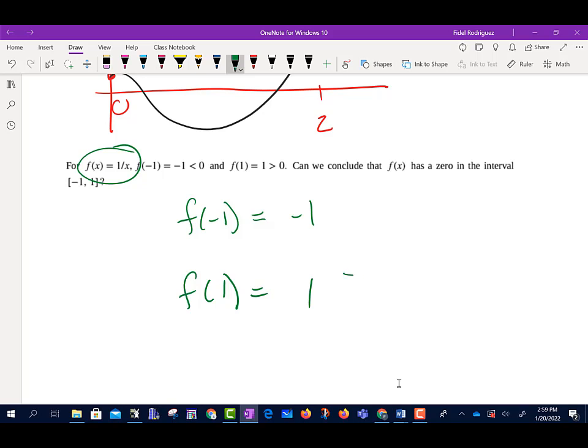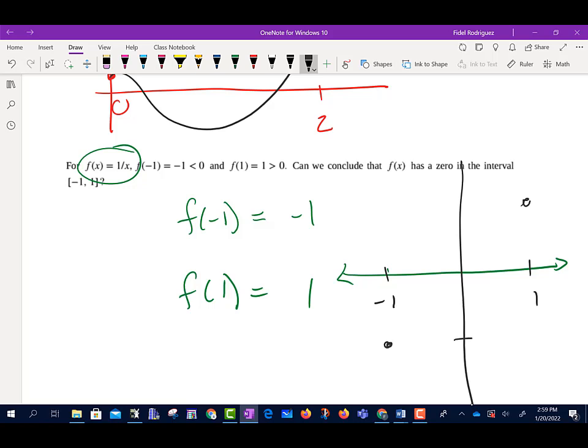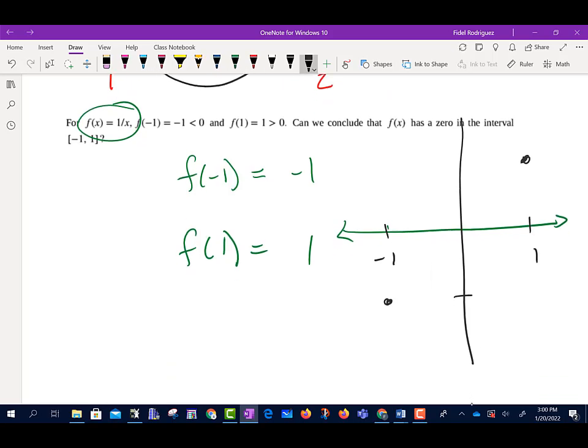So again, I want you to kind of think about what's going on here. Say here's x is negative 1, here's x is positive 1. And if I look at my graph, right, I know that at negative 1, we're down here, and I know at positive 1, we're up here. Can we say that we're now going to have a 0 in here? And the answer would actually be no.